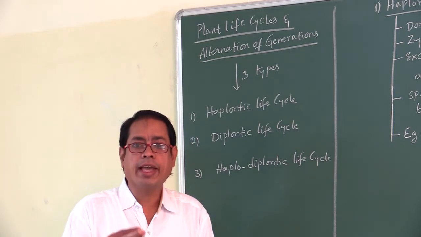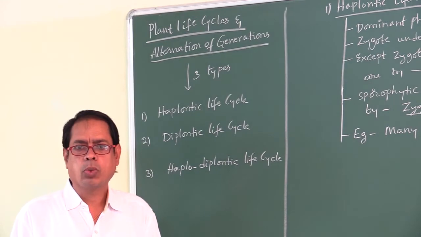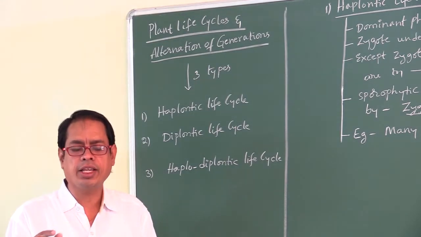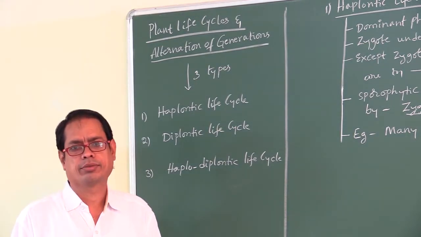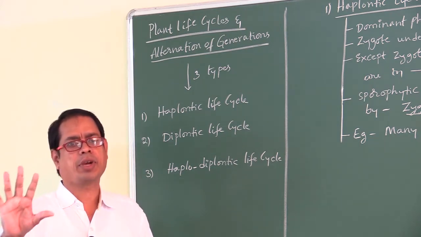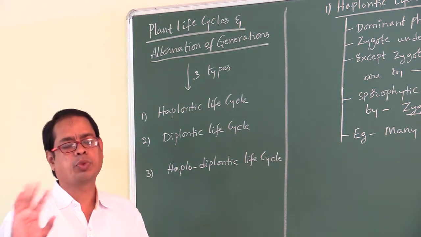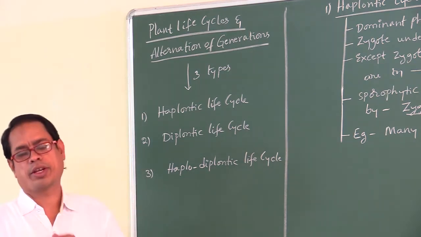The ploidy of gametophyte is haploid. The ploidy of sporophyte is diploid. Gametophyte produces gametes. Sporophyte produces spores. You have to know these points.